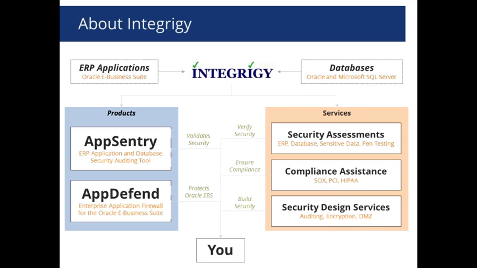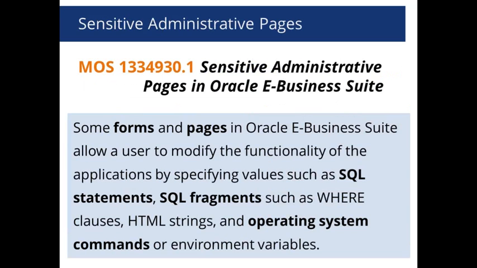For those of you not familiar with Integrity, just to give you a quick background, Integrity was founded in 2001, and we specialize in Oracle security. We have both a product side and a services side. Today we'll talk a lot about what we do in terms of our services by looking at some of these risks, and we'll delve into the risks and show you how they work and why they're a problem. Those are some of the things that we do during our on-site security testing. So enough about Integrity, and we'll get started and talk purely about sensitive administrative pages.